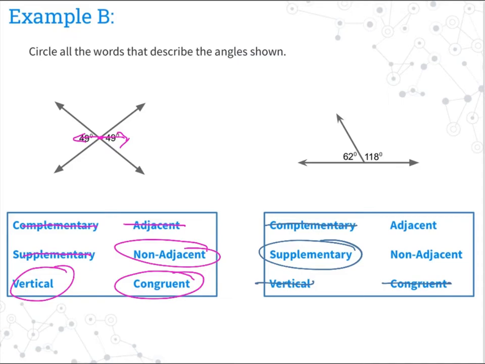Non-adjacent means that they're not next to each other, but they are next to each other because they share a vertex and a side. So here's our vertex, here's our side that they share together, and since they share a vertex and a side, that makes them adjacent angles. Now let's take a look at example C.